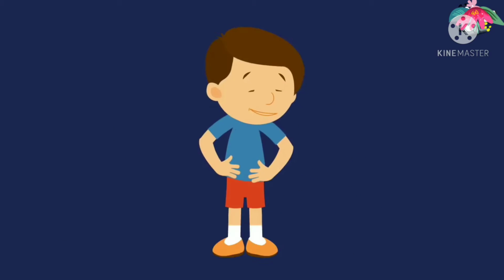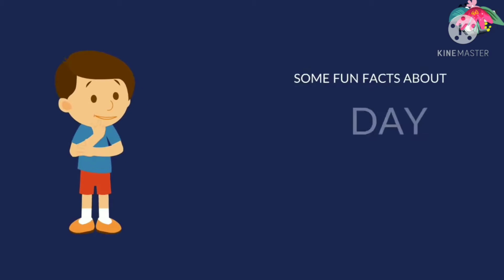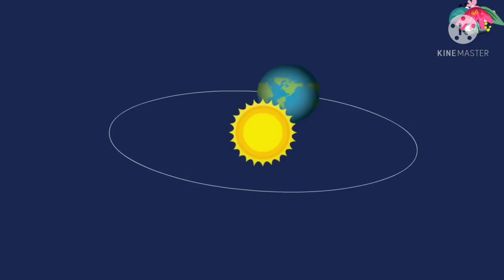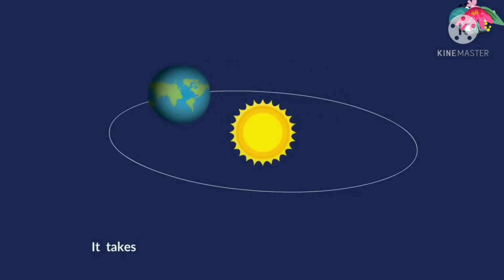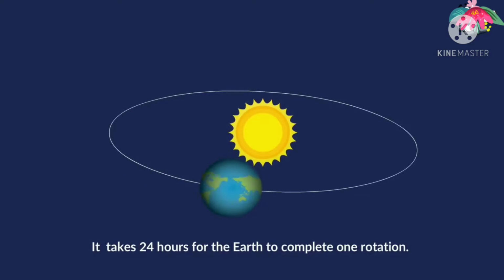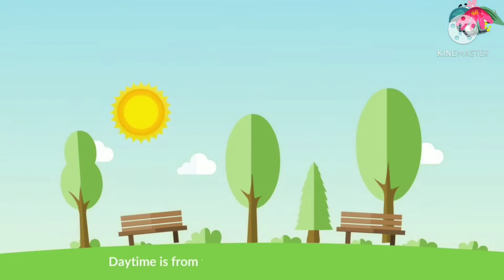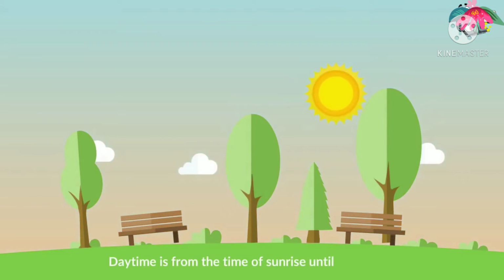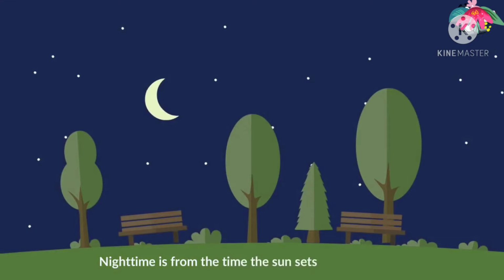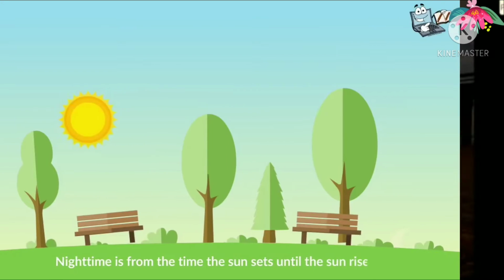Pretty cool. Let's learn some fun facts about day and night. The Earth is always spinning around, and it takes 24 hours for the Earth to complete one rotation. Daytime is from the time of sunrise until sunset. Nighttime is from the time the sun sets until the sun rises.